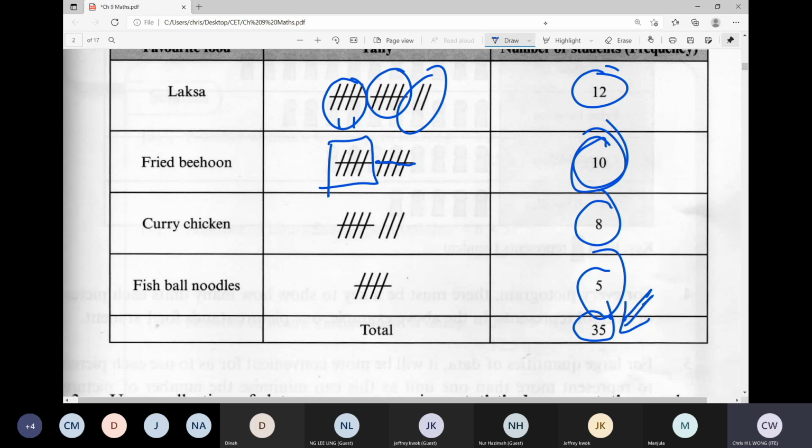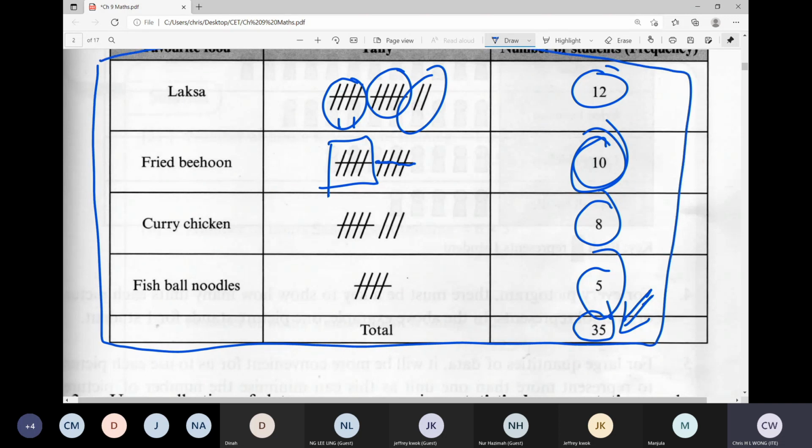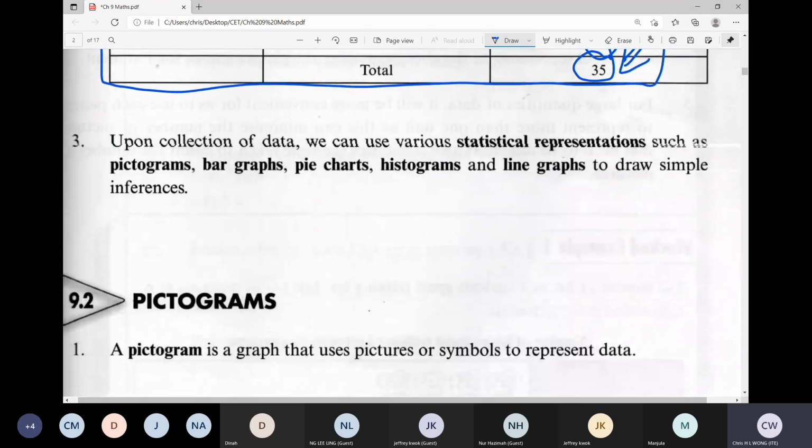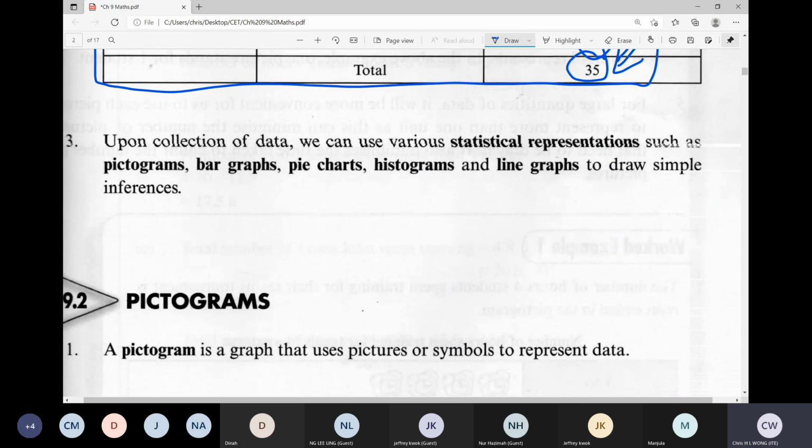If you show this kind of diagram to the audience, people might not see very clearly. 12, 10, 8, 5, 35, you can't really see properly. So you need a diagram to draw a representation, and that's where your representation comes in. Use a pictorial diagram, a bar chart, graph chart, pie chart, histogram, or even a line chart. Depending on what kind of data you want to show the audience, you use a different kind of representation.